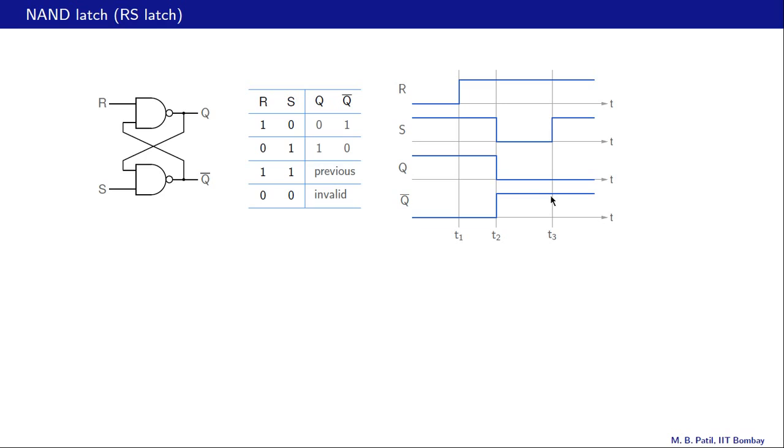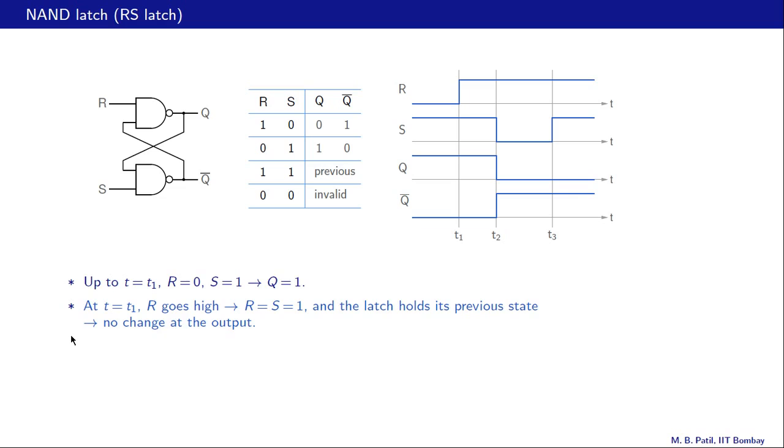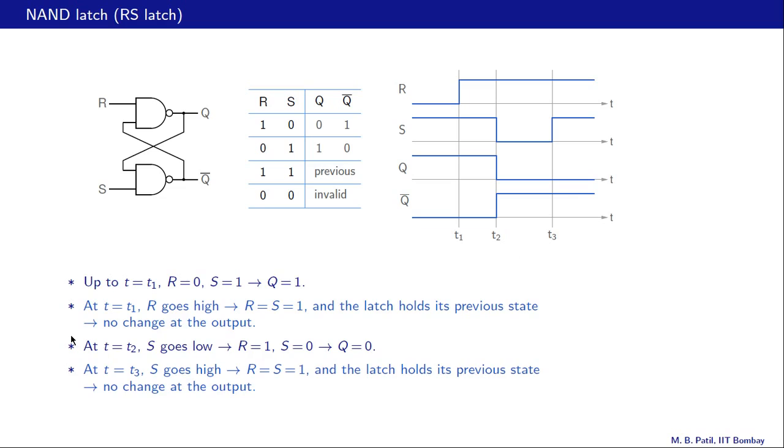And that continues up to T3 when there is one more change. That is, S goes back to 1, R continues to be 1. So we have R equal to 1, S equal to 1. And therefore Q and Q bar retain their previous values. So previously Q was 0, so it continues to be 0. Q bar was 1, it continues to be 1. All of these observations are listed here, and you can go through that once again if you like.